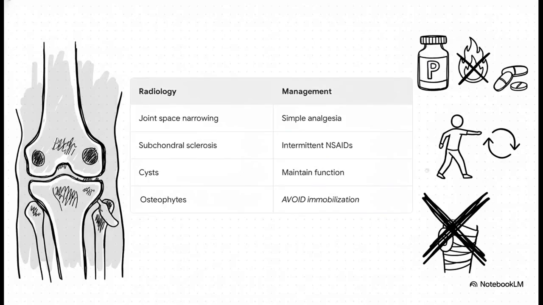Okay, now the X-ray findings are where the story really comes to life. You'll see the joint space getting narrower because the cartilage is wearing away. In response to that stress, the bone starts to react. It gets thicker, that's subchondral sclerosis, and it can form cysts. But the real telltale sign, the one highlighted here, is the formation of bony spurs called osteophytes.